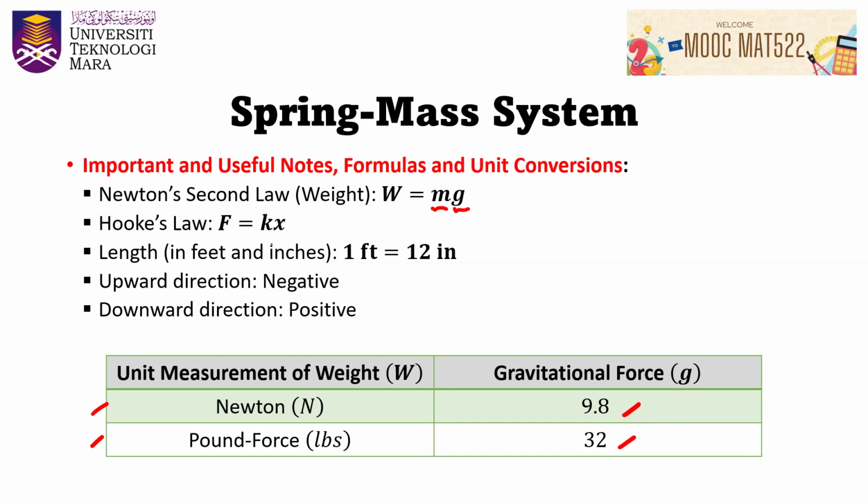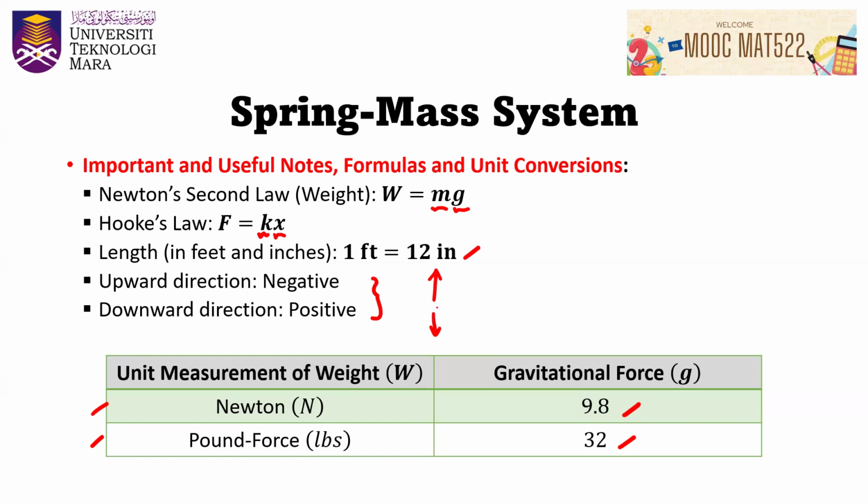Hooke's law is given by F equals kx, where k is the spring constant and x is the stretch. Next, if the length is measured in feet and inches, take note that 1 foot equals 12 inches. Last but not least, consider the direction of the motion. If the direction is pointing upward, then it has negative values, whereas if the direction is pointing downward, then it will be positive.